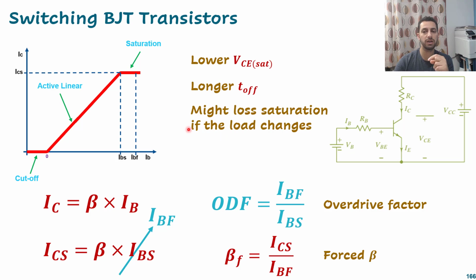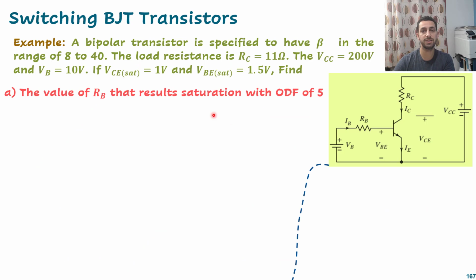Okay, so that's why we avoid using BJT, because the driving scenario is a little bit more complicated than other transistors like MOSFET and IGBT, and we have some complication in driving and calculating the driver circuits. So let's have an example now. We have a bipolar transistor, which is specified to have a beta, but that beta from the datasheet is not one specific value. Sometimes in the datasheet they give us a range of values, in the range of 8 to 40.